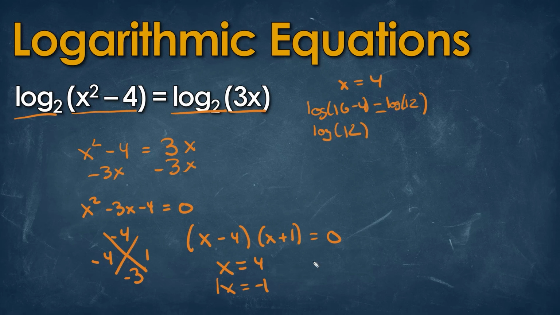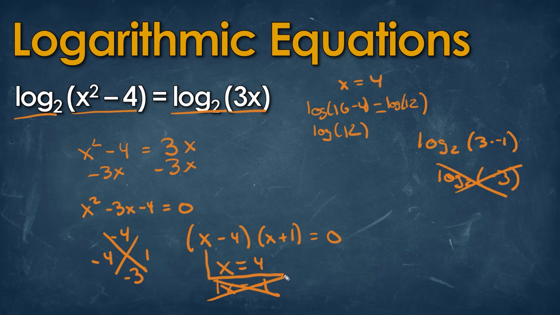However, if we take this value of negative 1 and we plug it into log base 2 of 3 times negative 1, that would give us a negative value, right? Log base 2 of negative 3. Well, that can't happen. And because of that, we cannot use this value of x equals negative 1. So our only real value that we can use is that x is equal to 4. Again, that is because we cannot plug negative values into a log.